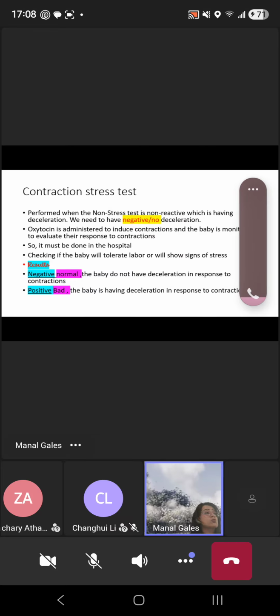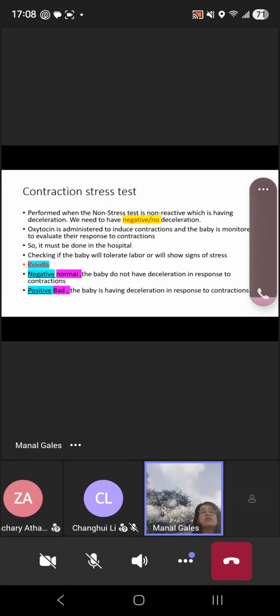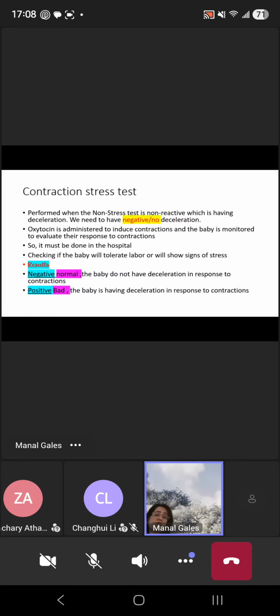Okay, how do they do the test? They induce contractions, actually. They will put her in fake contraction. They give oxytocin in a very small dose to let her contract a little bit. And they will look at the fetal heart rate. If there is deceleration, is it positive or negative?